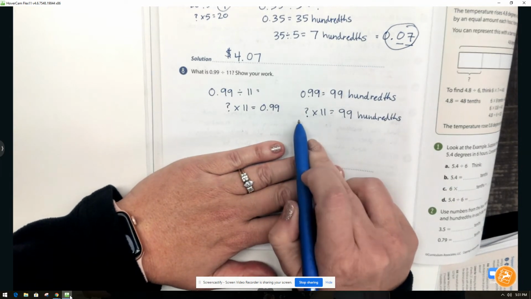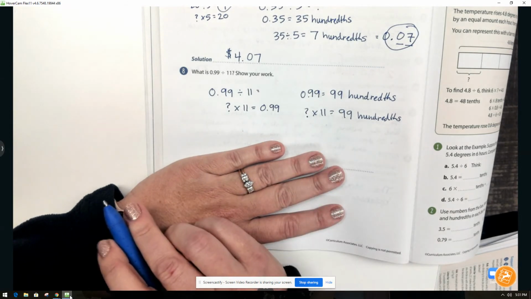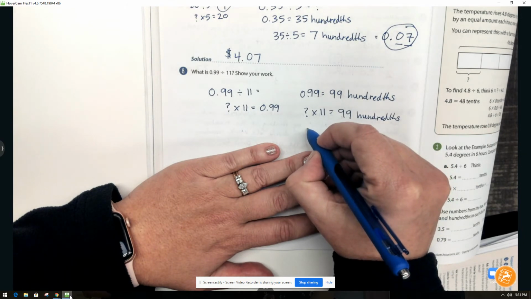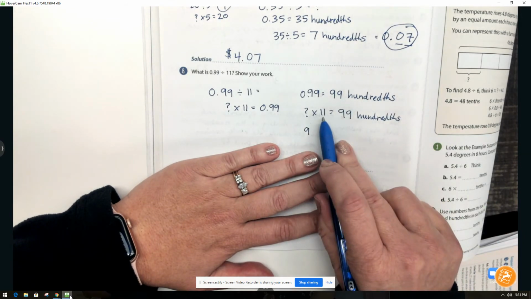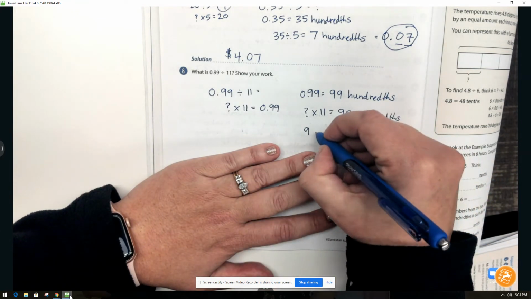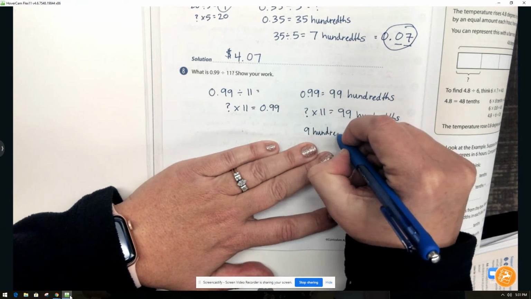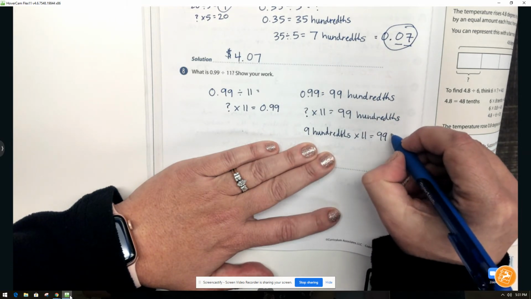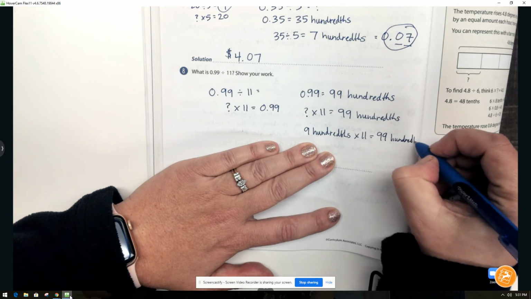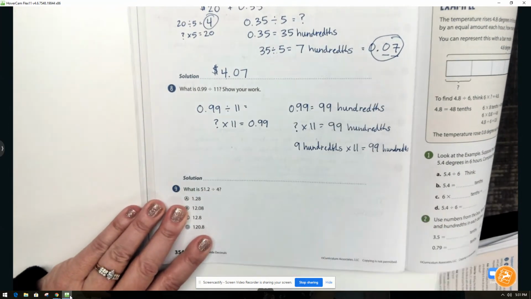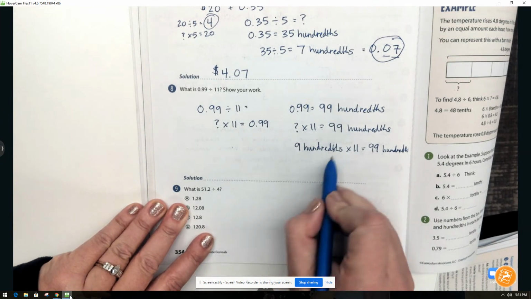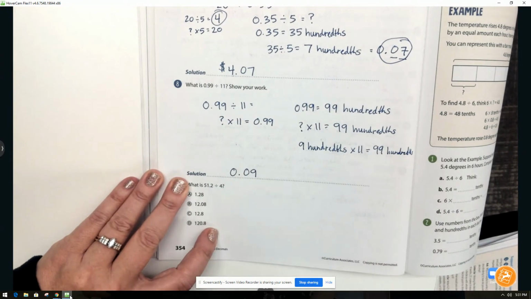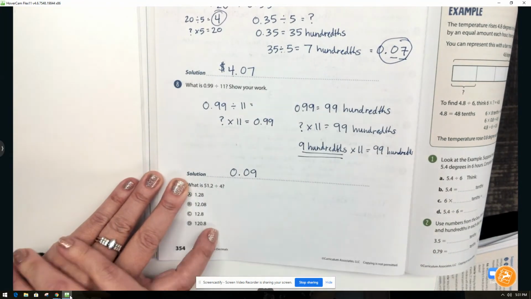Well, I know that 9 times 11 equals 99. But it's not going to be 9. It's going to be how many hundredths times 11 equals 99. So it would be 9 hundredths times 11 equals 99 hundredths. Like I said, a little bit tricky, but I think that you guys are going to get it. So then if we wrote this as a decimal, the answer would be 9 hundredths.